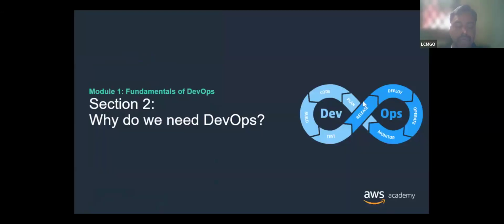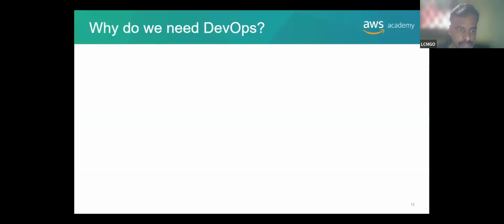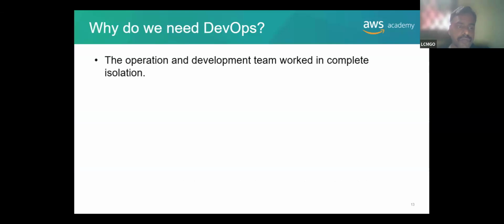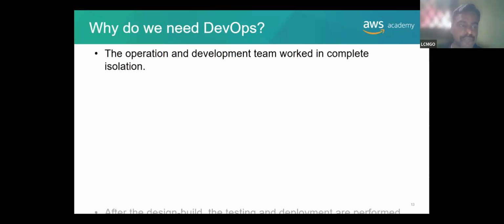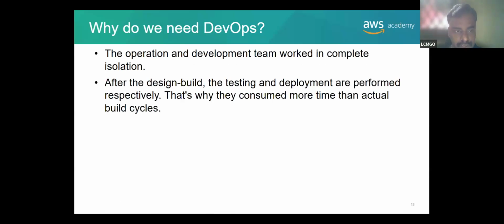Okay, so today we'll see why we need DevOps. First, the operation team and the development team worked in complete isolation previously, right? Once the development team finishes, only then does it come to the operation team. Next, after the design is built, the testing and deployment are performed separately. As I told you, the first phase is completed, and only then does the second phase come.